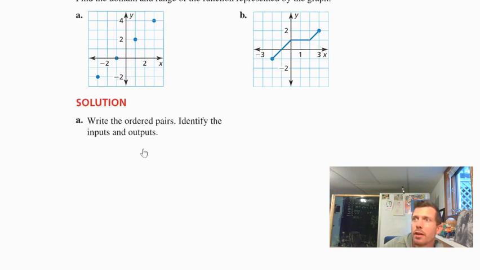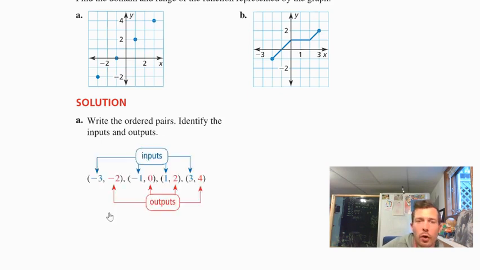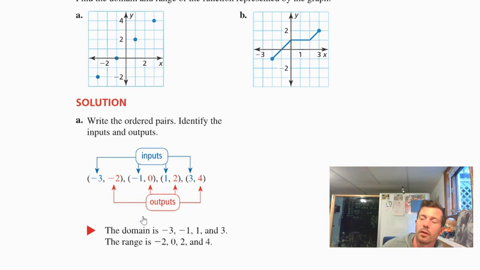So all we have to do is really write out the ordered pairs, right? We know the ordered pairs of the x values here, what's in blue, those are our inputs. Those are our domains. And then the outputs would be -2, 0, 2, and 4. So if you notice, these dots are not connected, so it's not continuous. So when we write our answer, the domain and the range, make sure you write it the way that it's written. So the domain is -3, -1, 1, and 3, and then the range is just -2, 0, 2, and 4.